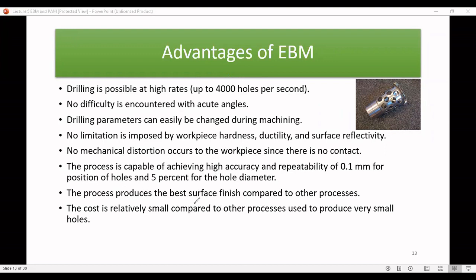So the cost is relatively small compared to other processes used to produce very small holes. So if you're looking at producing a small hole in the range of microns, then this is one of the cheapest ways of doing it. Okay?